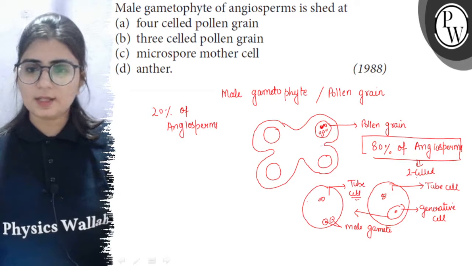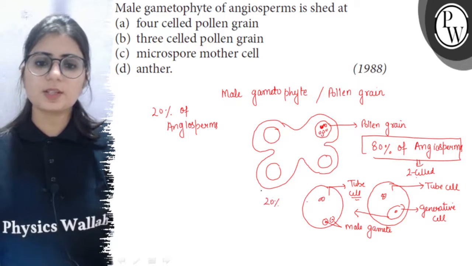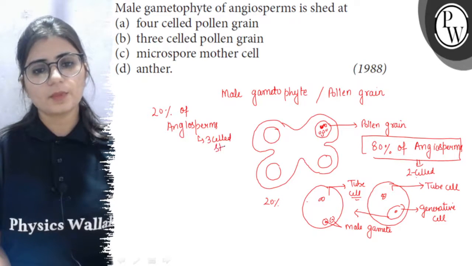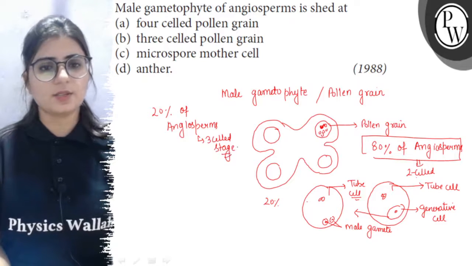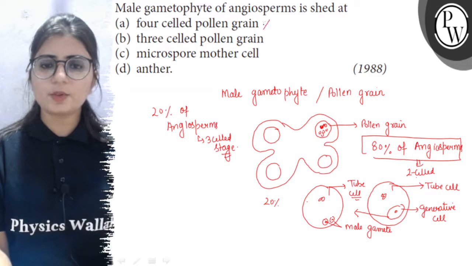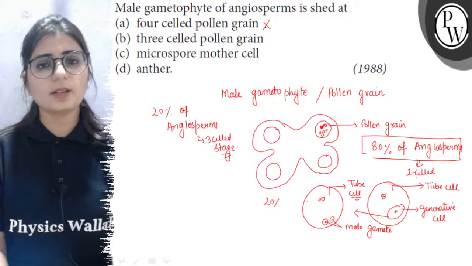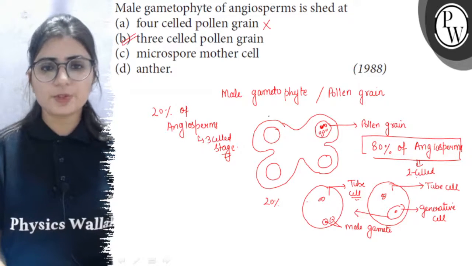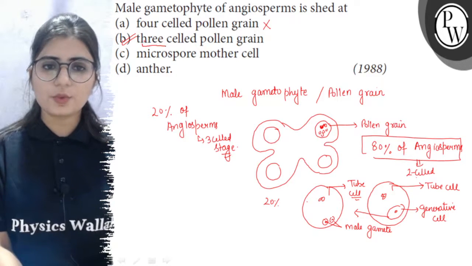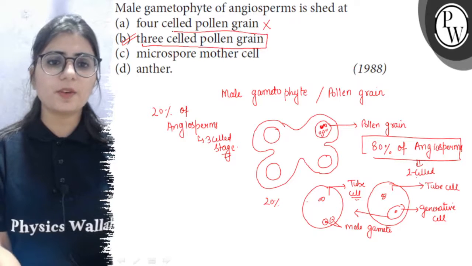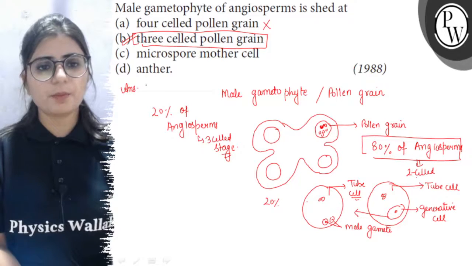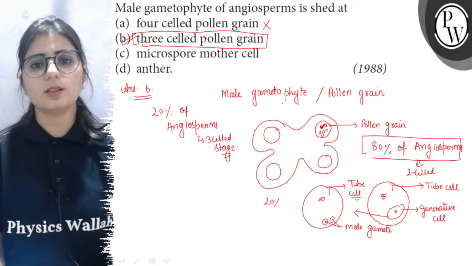It is released in 20% of angiosperms, at 3-celled stage. These 3 cells are 2 male gametes and 1 vegetative cell. So a 4-celled pollen grain is not there, as the mature pollen grain has up to 3 cells. Since the 2-celled condition is not given, we can't choose that. So in 20% of angiosperms, the pollen grains are released at their 3-celled stage. So option B is the right answer. All the best, bachcho.